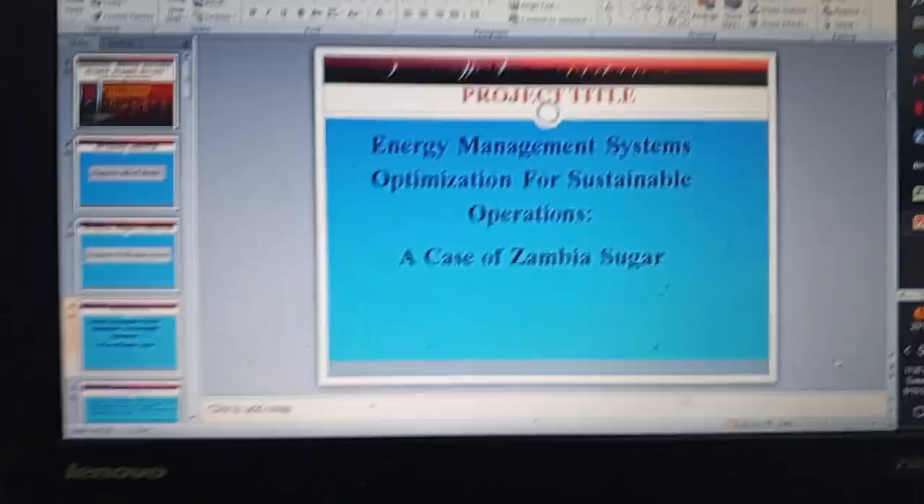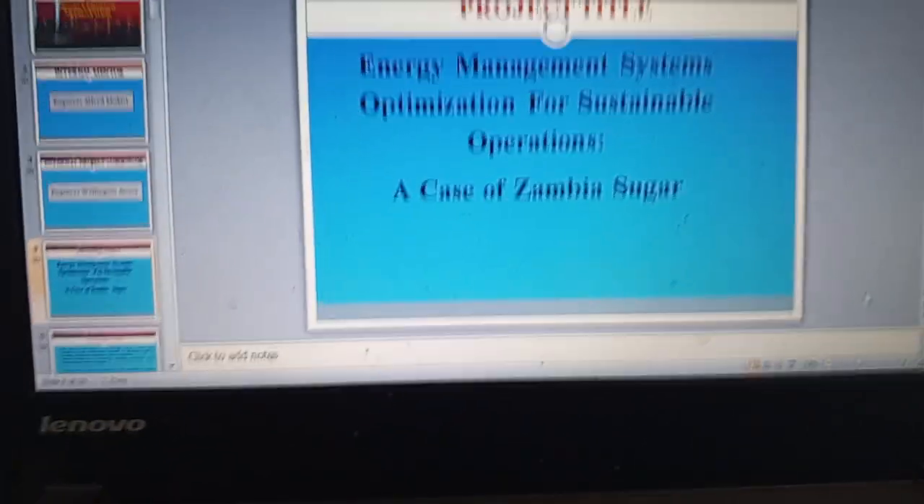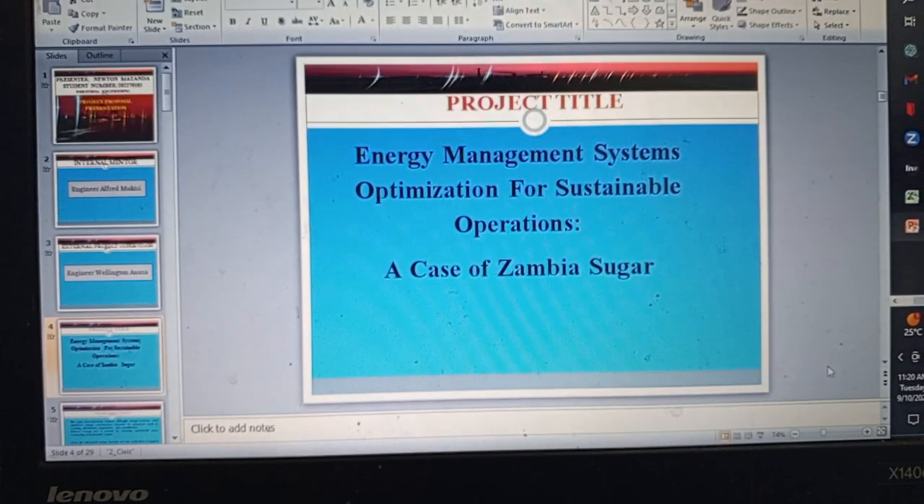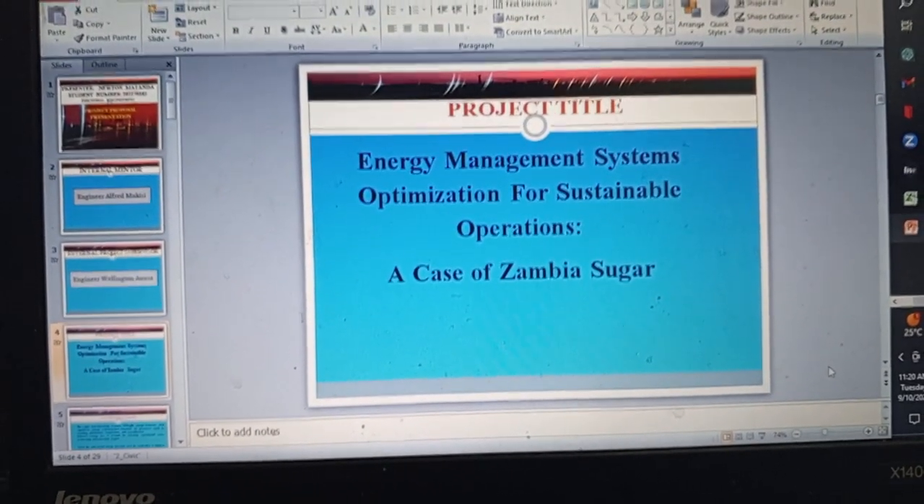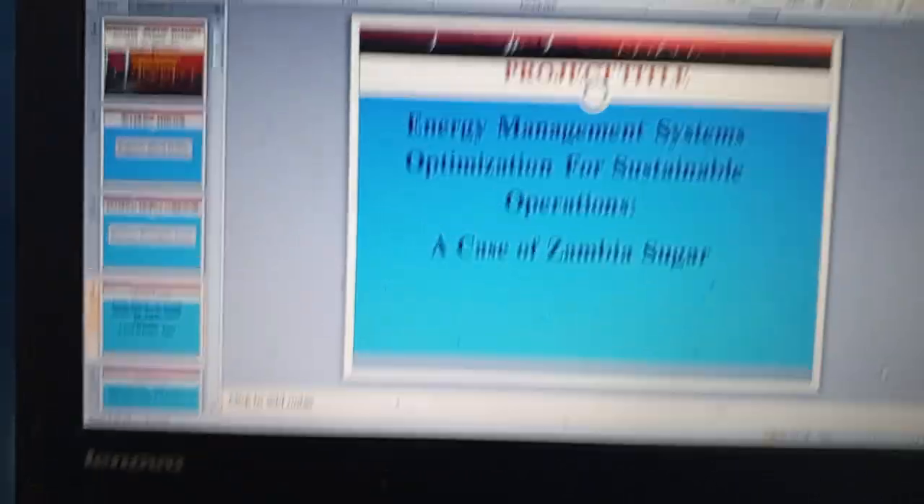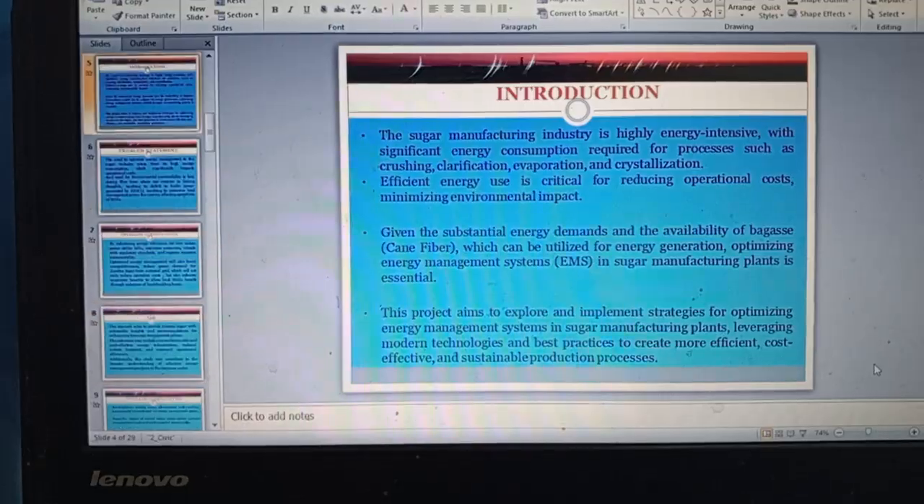The project title for the project that I'm carrying out is the Energy Management System Optimization for Sustainable Operations, a case at Zambia Sugar factory in Mazabuka.